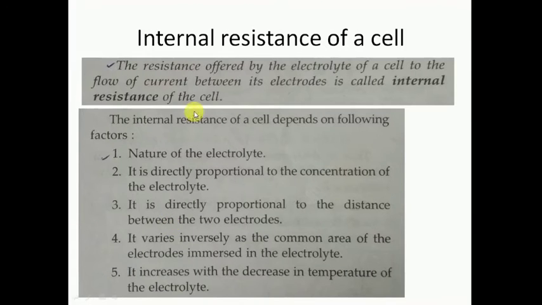Next, internal resistance. When the current flows through a circuit, it has to go through the cell also, and inside the cell there is some resistance due to the presence of the electrolyte and electrodes. This internal part also gives some resistance to the current, and that's why we call it the internal resistance of a cell. It depends on several factors. First, the nature of the electrolyte, that means what kind of chemicals you are taking inside the cell, and it depends on the concentration. If the charge carriers are more, the resistance will be less.